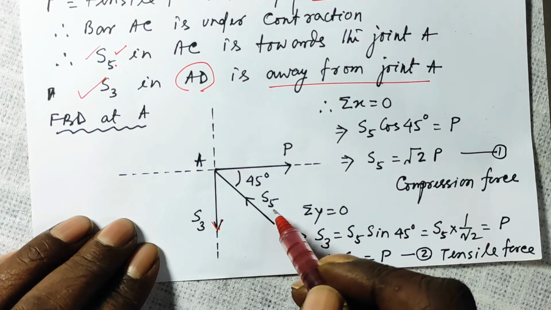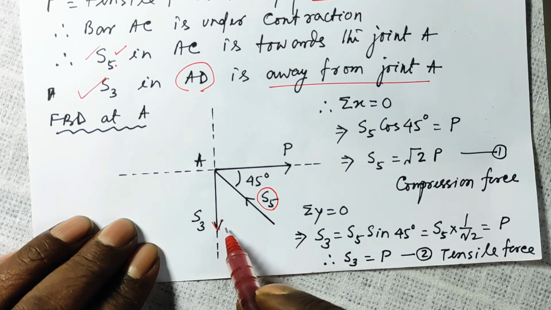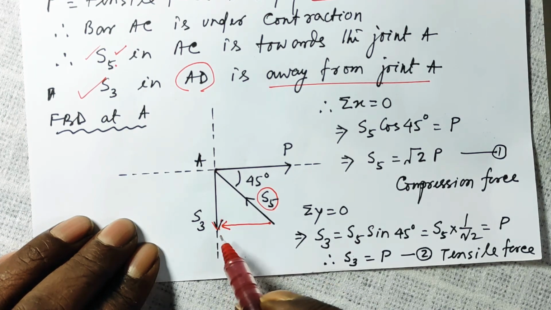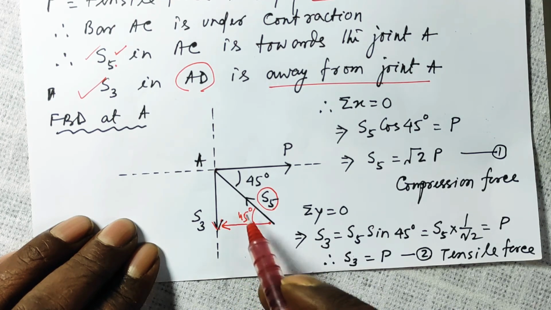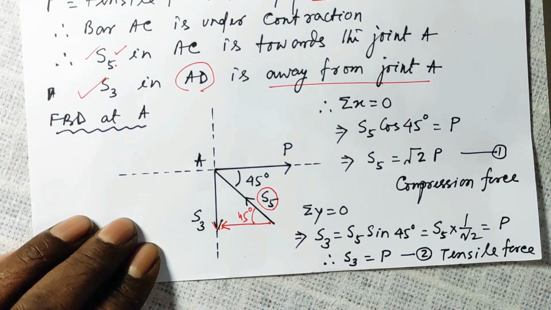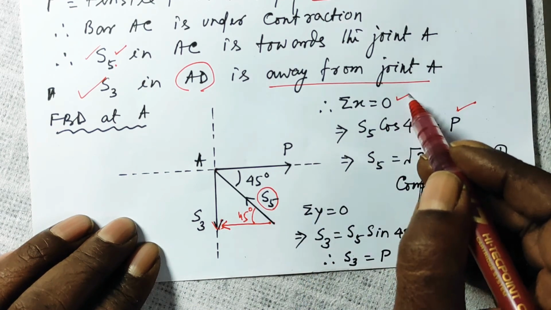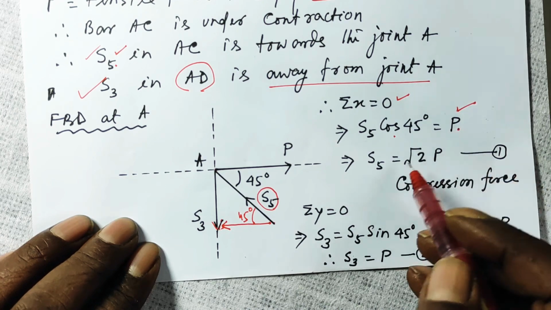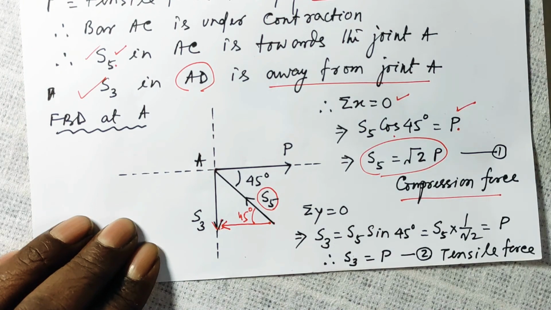If you take the component of S5, that will be this component, that will be S5. This is 45, so this will be 45. So from here to here will be S5 cos 45. So S5 cos 45 will be equal to P. Then only sigma x will be 0. So take cos 45 to this hand side. So S5 becomes root 2 times P. It is a force of compression.